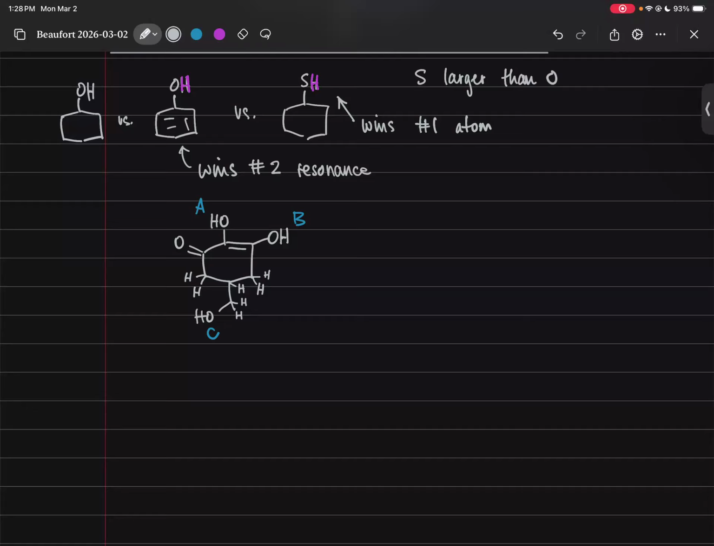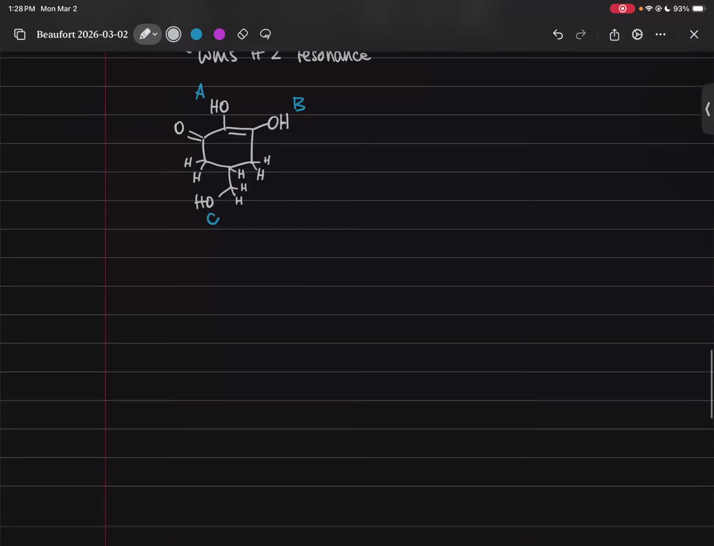I heard more B than A, which is good. So I put A, and it's not, it's B. Okay, so let me put this down here. I think C is the easiest to eliminate because it's not next to a double bond. So there's no resonance structure that we can see immediately to draw for C. But A and B, you look at them and go, oh, there's a double bond in there, there's the carbonyl. Okay, we can draw some resonance, right?